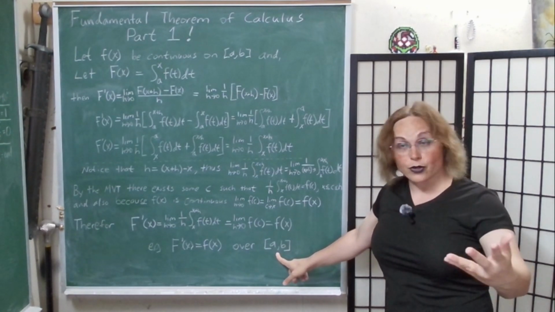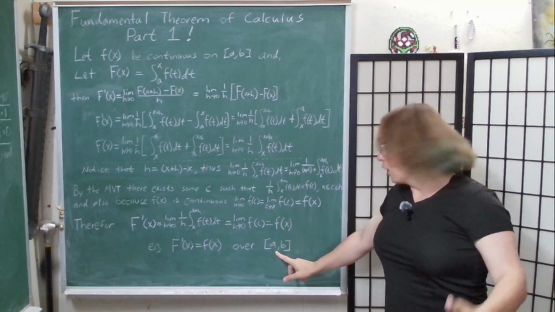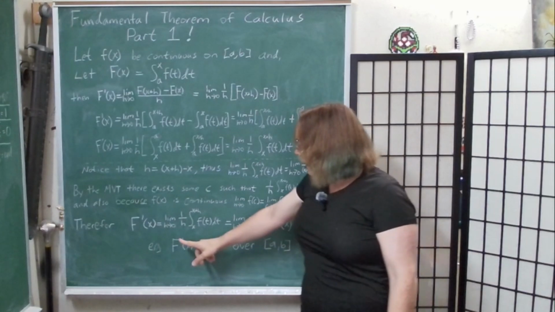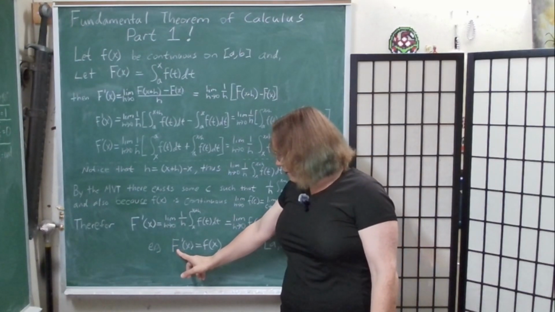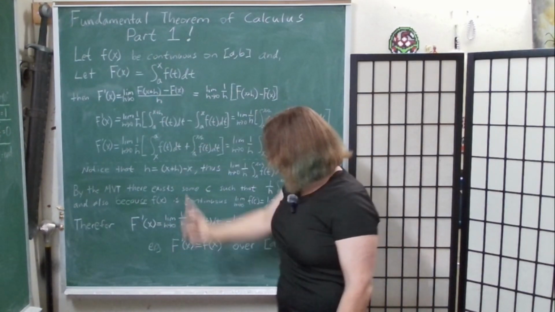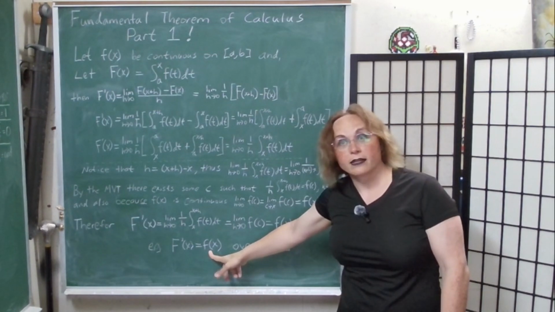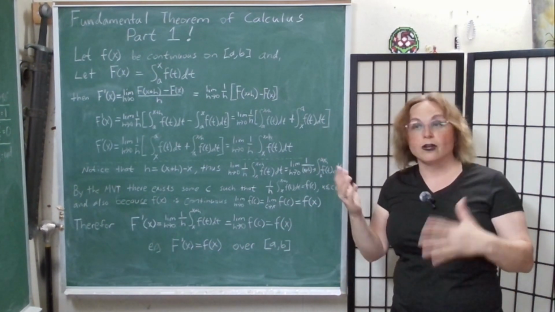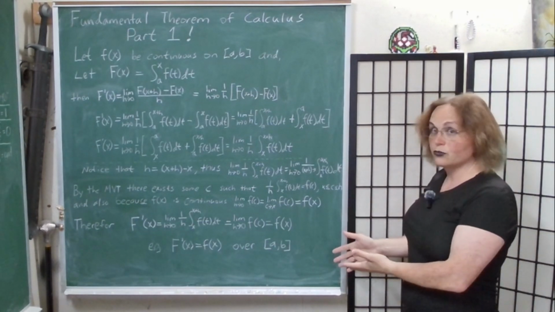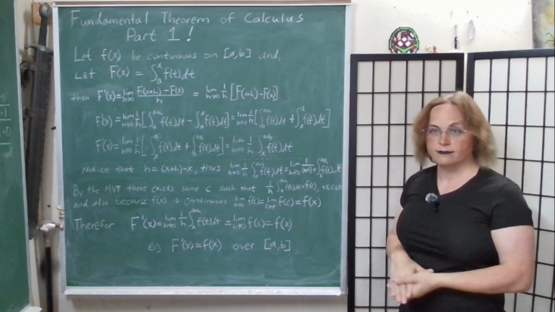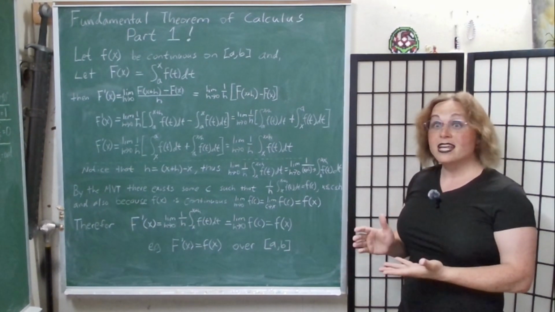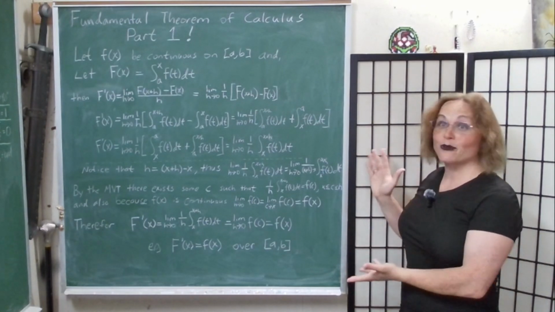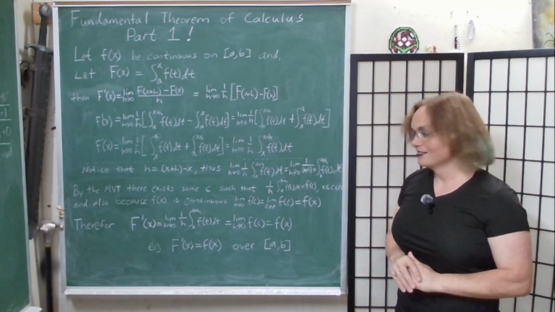Or in other words, on a closed interval, if we take the derivative of our integral, we get our original function back. Basically proving that the derivative and the integral are inverses on a closed interval with a continuous function. Pretty neat, and it took all of our calculus properties up to this point to prove.